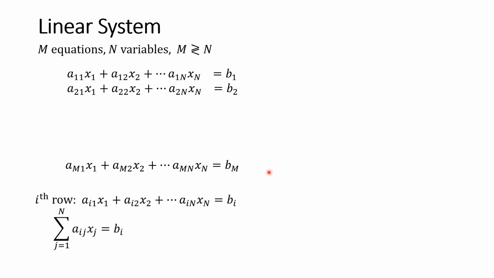That's the last row, the mth row, and the ith row is as follows: ai1 x1 plus ai2 x2 plus dot dot dot ain xn equals bi, or we can write the ith row in this form: summation over j of aij xj equals bi.